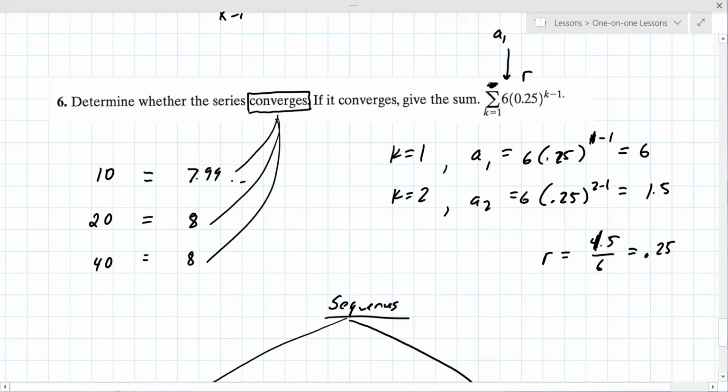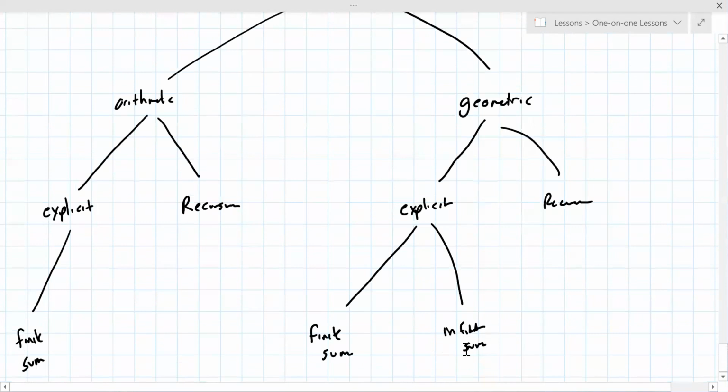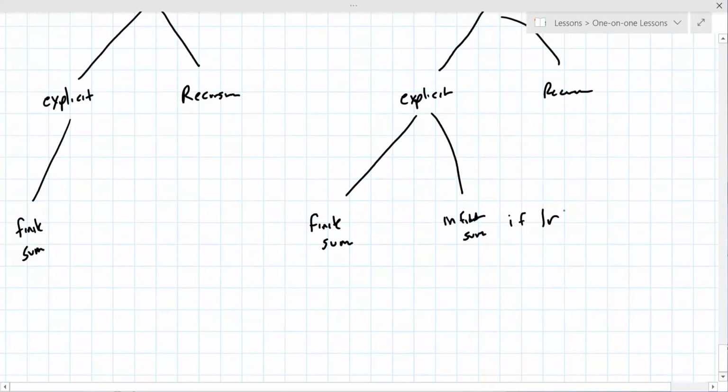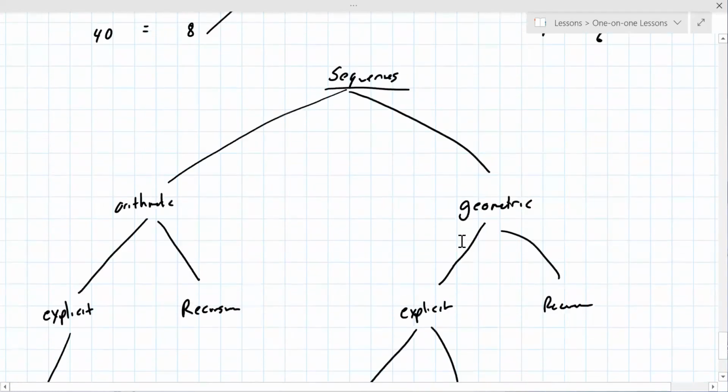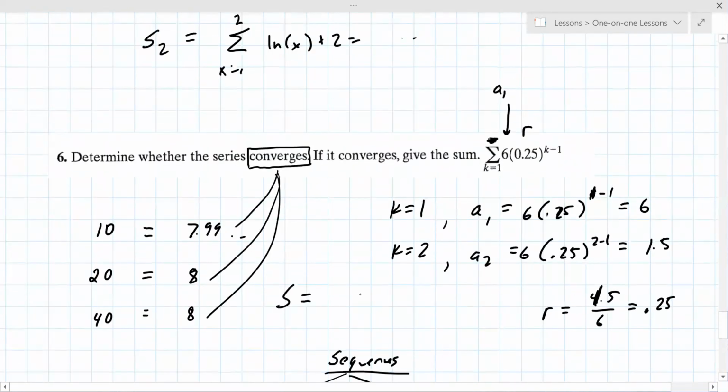So this right here is the summation of an infinite geometric series. If the absolute value of r is less than 1, where r is the ratio between terms, the sum is equal to a1 over 1 minus r. So how does that help us here? Well, the sum here is a1, which is 6, over 1 minus 0.25, so that ends up equaling 8.